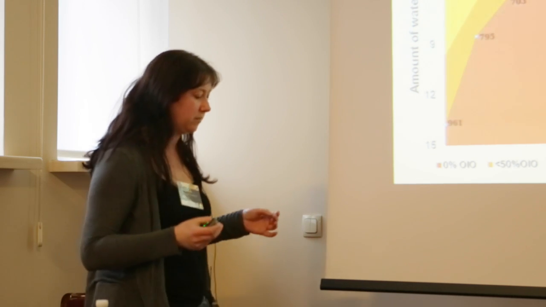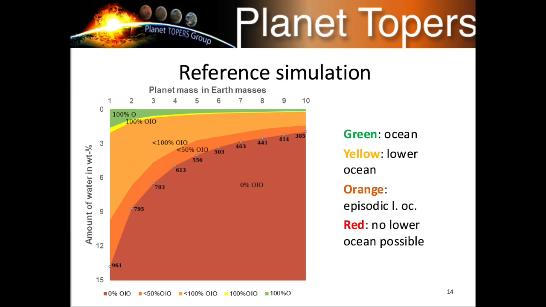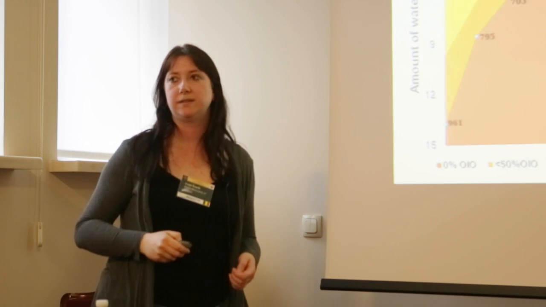Now we can do some kind of quantitative analysis to see when we actually have this lower ocean, and whether it is an episodic or a stable lower ocean. Here is a reference simulation. It's an Earth-like planet with different amounts of water. On the left side you can see the amount of water from 0 to 15 weight percent, and here the planet mass goes from 1 to 10 Earth masses.